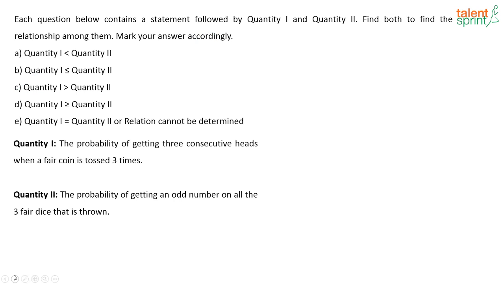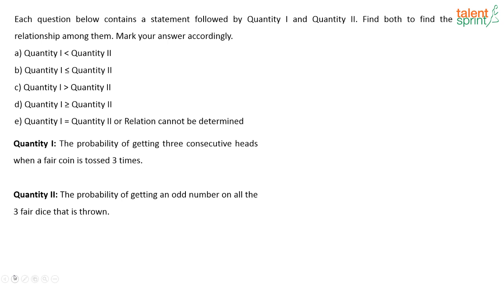Next question. Each question below contains a statement followed by quantity 1 and quantity 2. Find both to find the relationship among them. Mark your answer accordingly. Quantity 1 is less than quantity 2, quantity 1 less than or equal to quantity 2. Options are given. Okay, and 2 quantities are given.